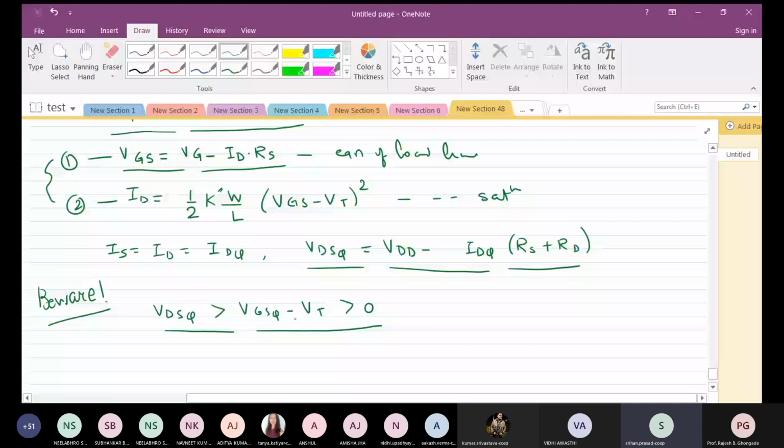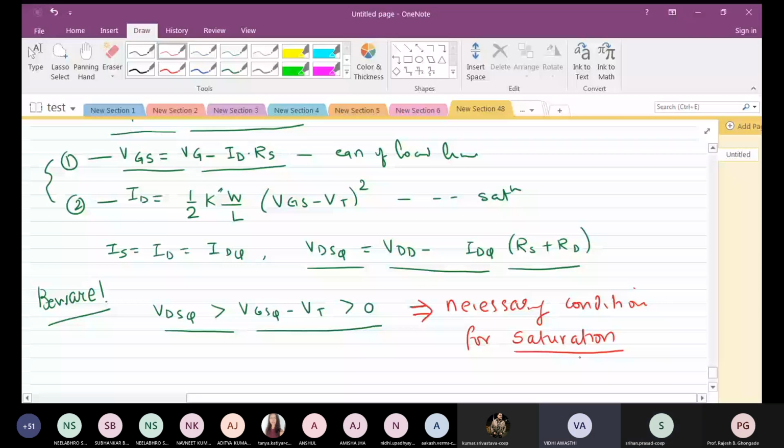What does this condition tell you? It is the necessary condition for saturation. Yes? Anyone? It is the necessary condition for saturation.